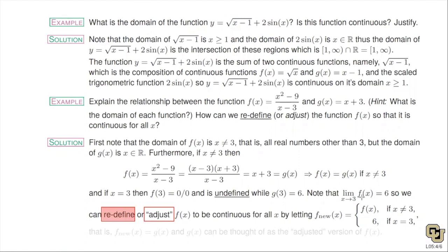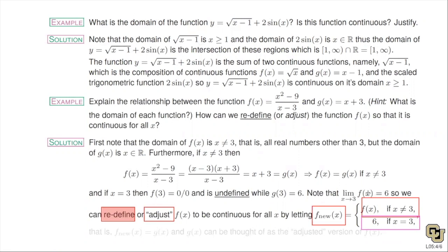So when x is not equal to 3, I'm just going to define it to be f of x. There's no problem. By the way, here I'm defining the new f. That's why I have this subscript new here. This is my new f function. So when x is not equal to 3, just define it to be f of x, because there's no problem away from 3. When x is equal to 3, we fix it by defining the new function to be 6, where 6 is the value of this limit.